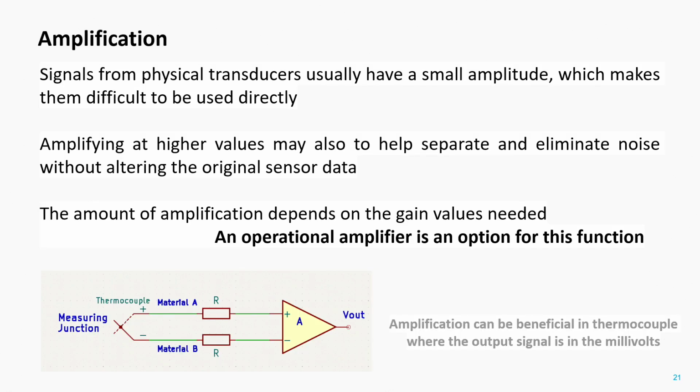The amplification stage is included normally due to the small amplitude that the transducers give out. The amount of amplification will always depend on the gain values needed at the output of the sensor. So normally, an operational amplifier is the best option for this function. In the schematic at the bottom of the slide, you can see how the thermocouple transducer gives a differential voltage that is firstly amplified in order to be processed later in the filtering and digitalization elements.